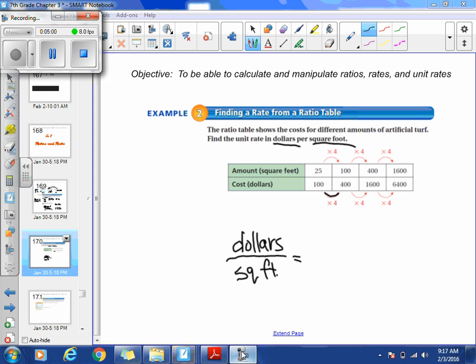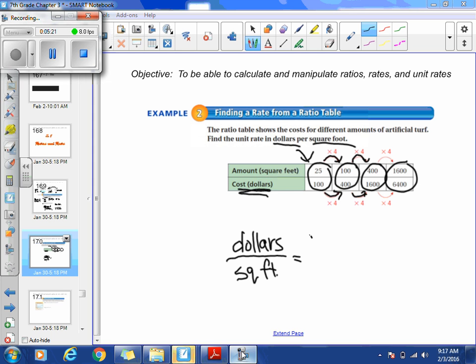Since each of these is multiplying by 4, if you buy 4 times as many square feet of turf, you pay 4 times as much. Since these are all equivalent, this is equivalent to that, is equivalent to that, you can pick any one of those and use it. I'm just going to use the first one.